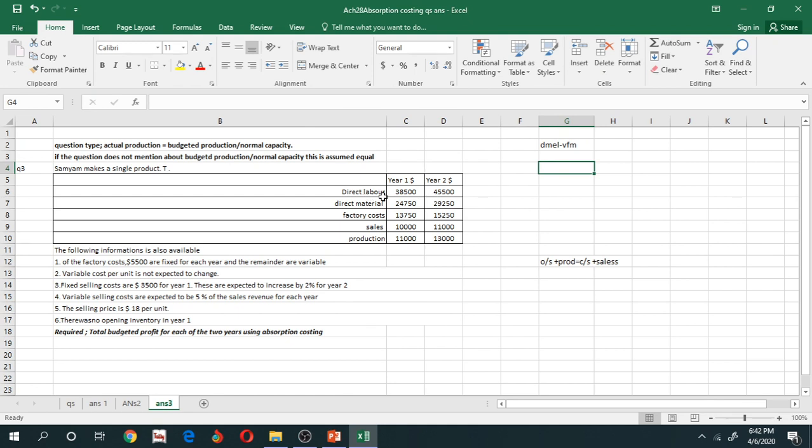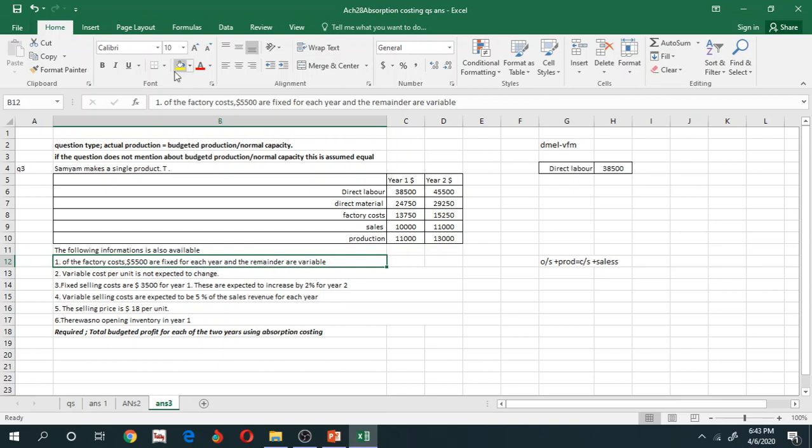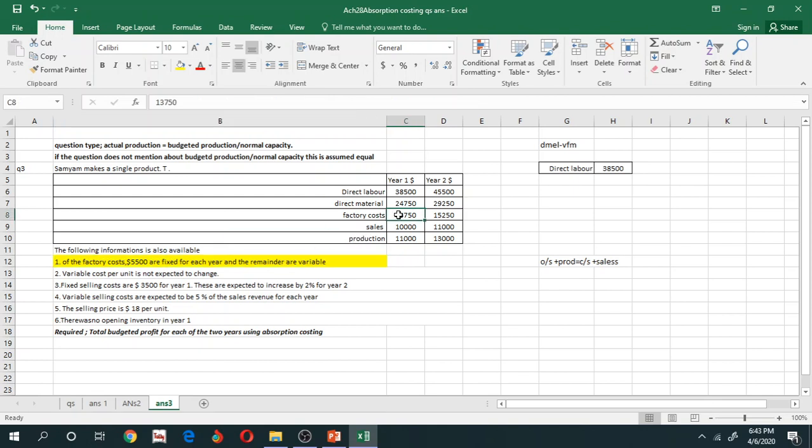So we have direct labor here for year 1. I'm solving for year 1. Direct labor, I copied. This is direct material, and direct factory cost. Factory cost also means manufacturing overhead, and this could be variable plus fixed. If you look down here, it says that of the factory cost, 5500 are fixed for each year and the remainder are variable. So out of this 13750, 5500 is fixed, the rest is variable, but we need both components in absorption costing. So I add up everything.